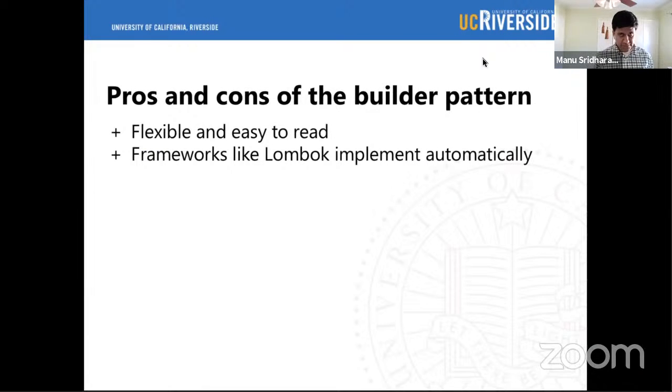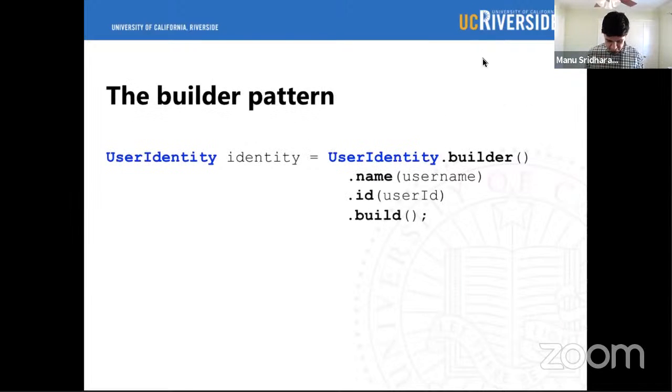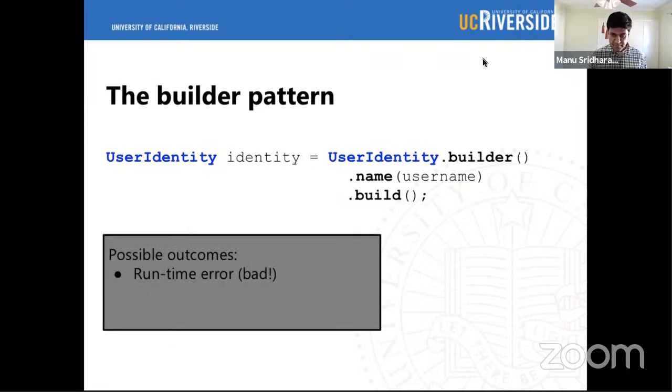And in fact, there are various code generation frameworks like Project Lombok or AutoValue that, given a Java class, will automatically generate all this builder code for you. So that's really nice, but we have a downside here. So now let's think about our erroneous pattern again, where we wrote this code, but we only passed a name. So unlike the constructor case, this code compiles just fine.